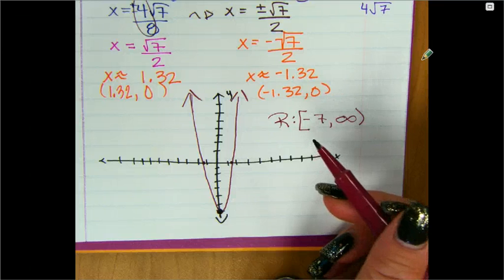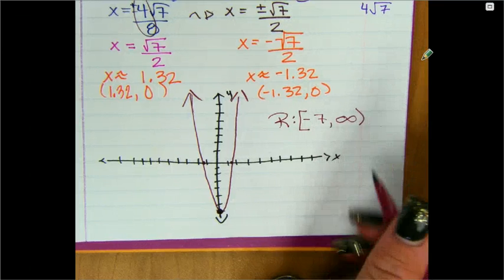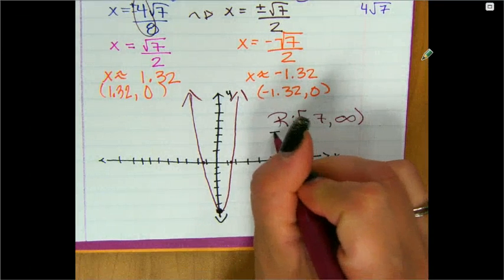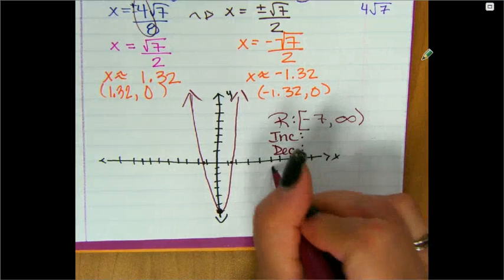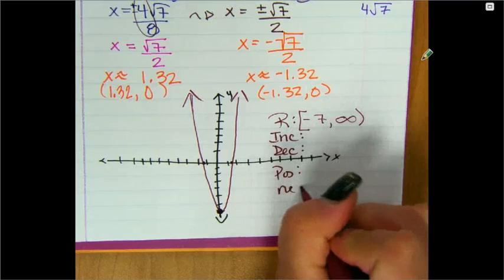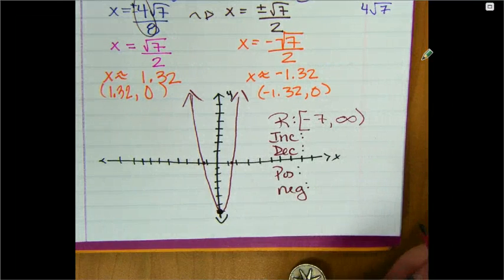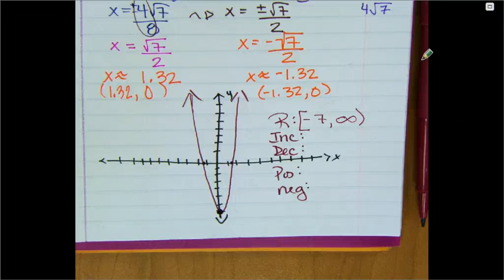Do we need to practice the other ones? Increase. Decrease. Positive. Negative, especially if you're retesting. Because if you're retesting, guess what's on it?